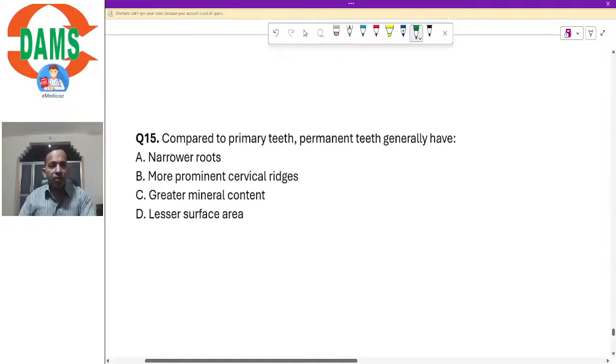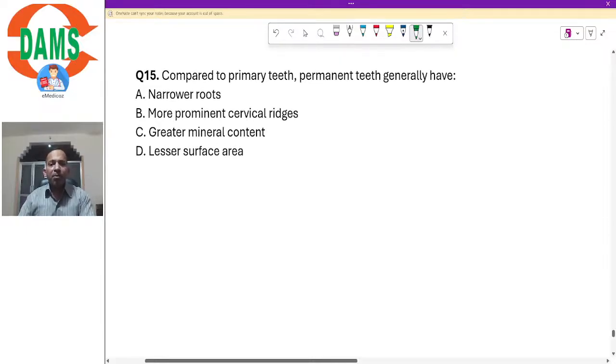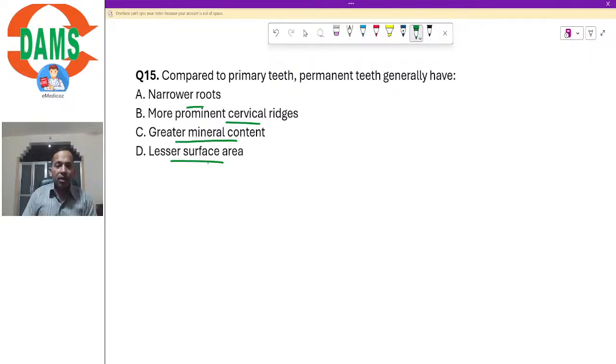So last question of today. Compared to primary teeth, permanent teeth generally have narrow roots, more prominent cervical ridge, greater mineral content, and lesser surface area. So which of these four do you think is correct? Obviously narrow roots are a feature of primary. Cervical ridge again is a characteristic feature of primary. Since the primaries are smaller overall, their surface area would be lesser. So the correct answer here would be option C, greater mineral content. We have already studied it, right? Enamel and dentin are more mineralized in permanent as compared to the primaries.